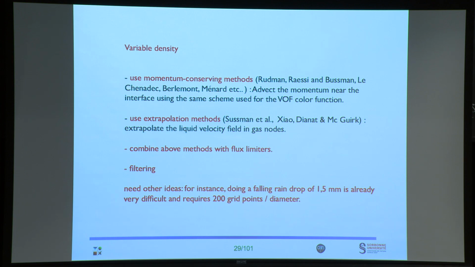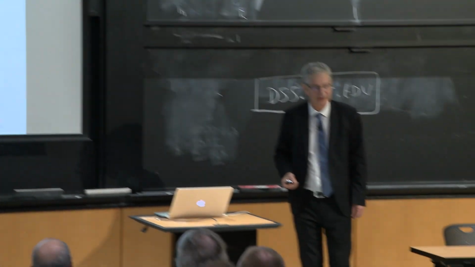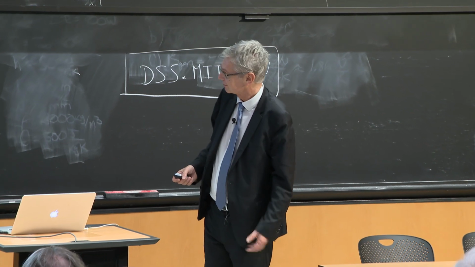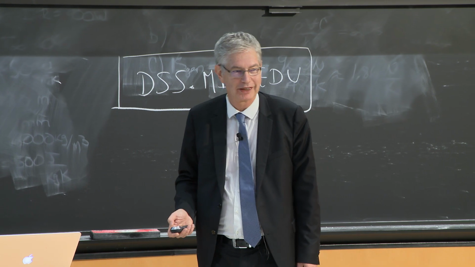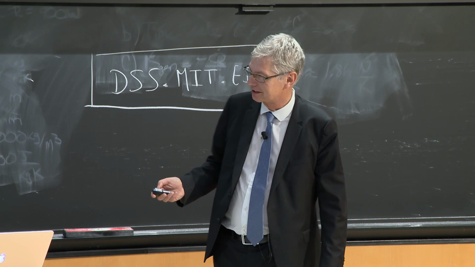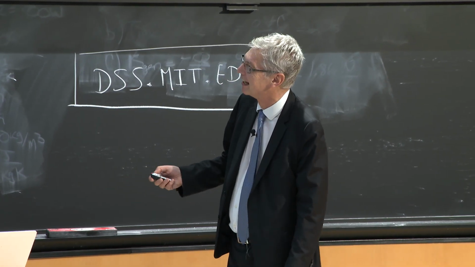And why do you need to spend so much time on this? It's because if you want to do something as simple as a falling raindrop of 1.5 millimeter in radius, it's already very difficult. It requires at least 200 grid points per diameter. I used to torture my students by giving them as an assignment to compute a falling raindrop. And Sagar knows that because he was tortured like the others. Eventually someone just broke his computer with 200 grid points in a droplet. Yeah, I'm evil. I see some of you making faces. I make my students break their computers.